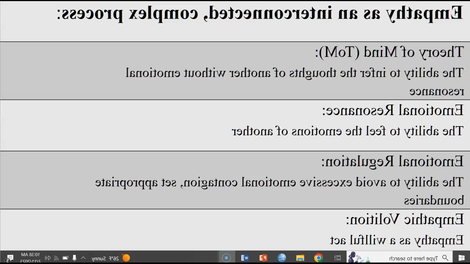Emotional resonance, can you feel the emotion of this person as you're interacting with them, trying to understand them? Emotional regulation, this is an important part of healthcare. We don't want to go too far and slip into the world of our patient. We want to keep a barrier, a boundary to a degree. And this idea of empathic volition, looking at empathy as a willful act, something you do versus something you are, a verb versus a noun, really.